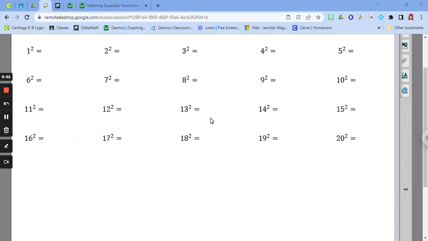Because with special cases, we're going to be looking at difference of squares particularly today. So, let's take a look.